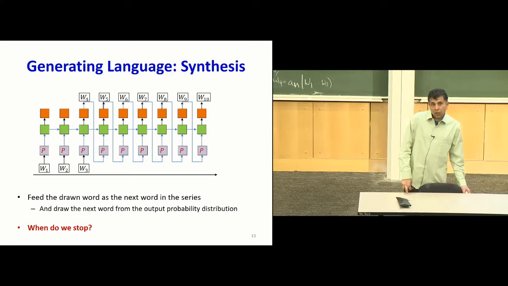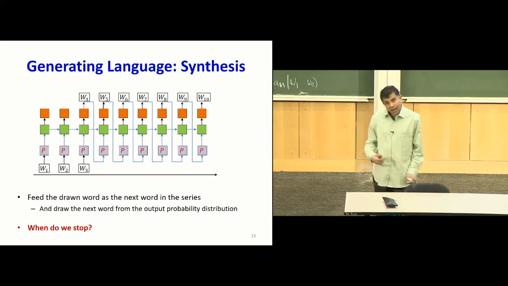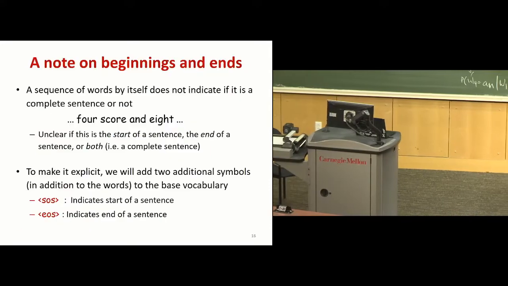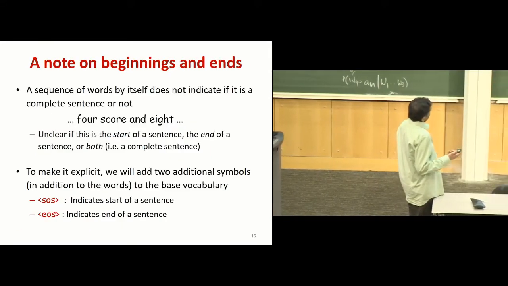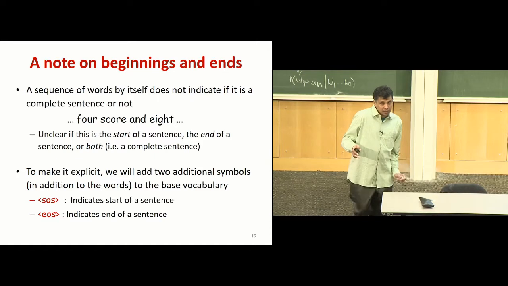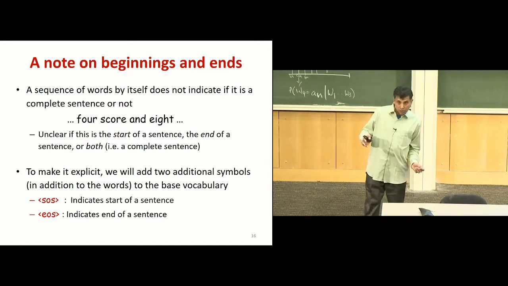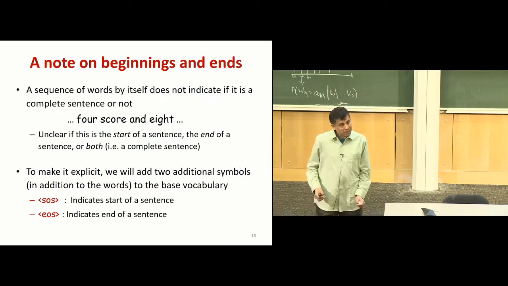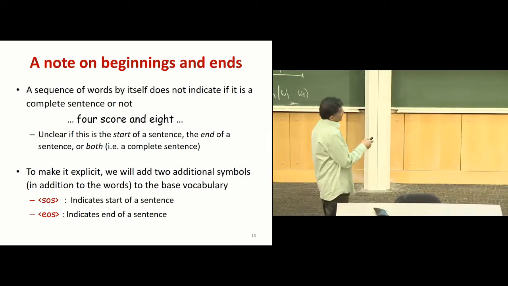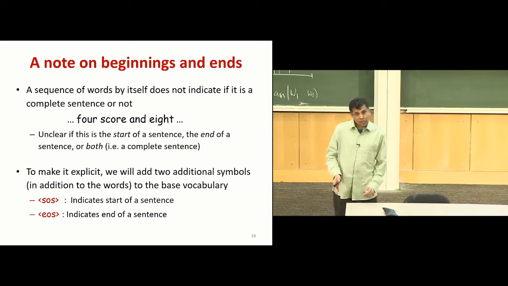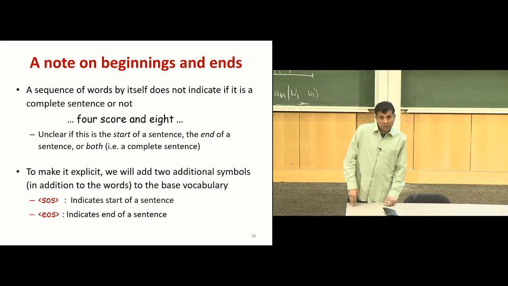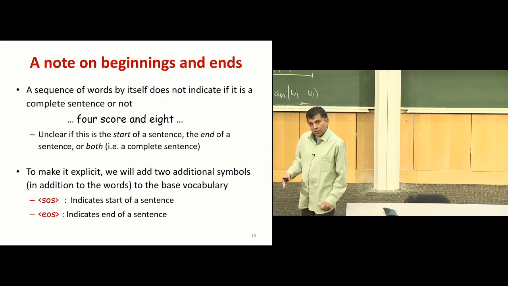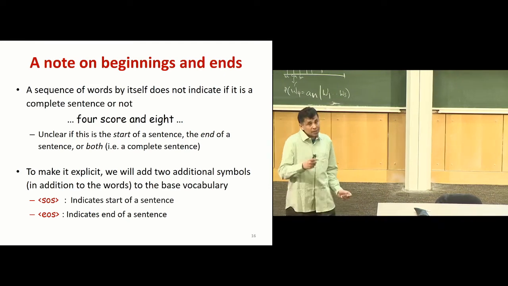So here we have to briefly digress into how we treat the starts and ends of word sequences. Now, a sequence of words by itself does not indicate whether this sequence was a complete sentence or not. So for example, if you just have this sequence 4 score and 8, just looking at 4 score and 8, you cannot say whether these 4 words occurred in the middle of a sentence, or at the beginning of a sentence, or at the end of a sentence. Are these the first four words of the sentence, or the last 4 words of the sentence, or somewhere in between? Just looking at the words, you cannot say.